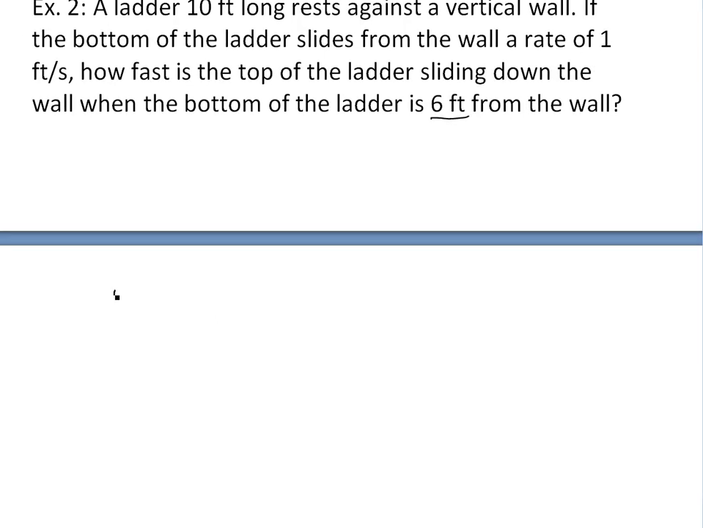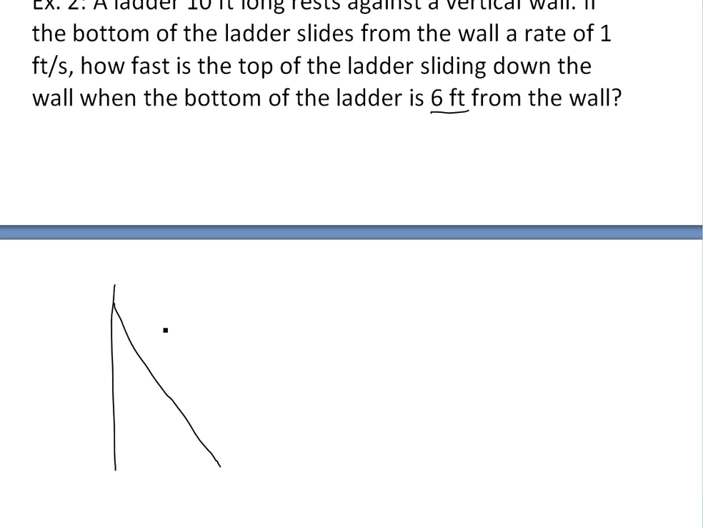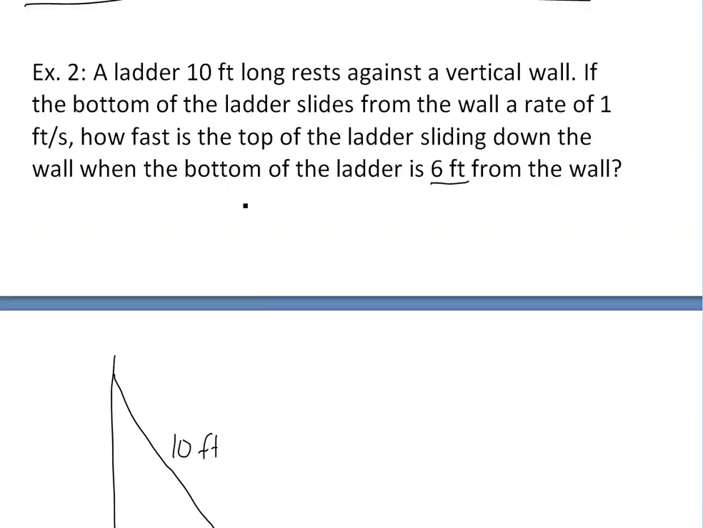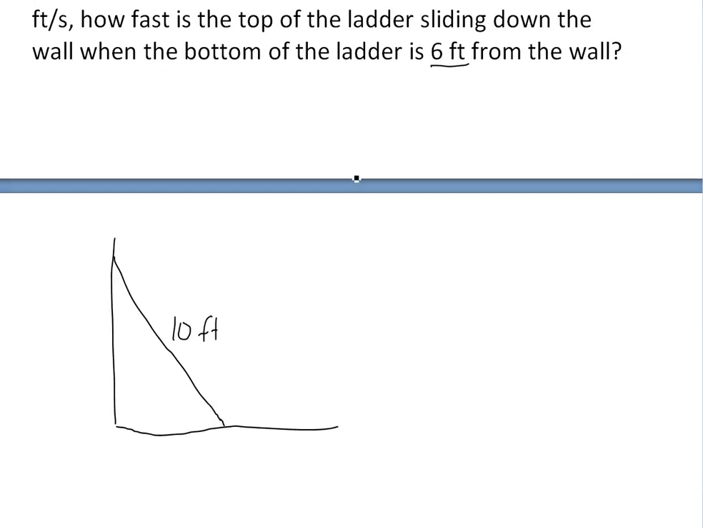Let's just say you have a vertical wall like this, and then you have a ladder resting on it, and it's 10 foot long. So let's go 10 feet. So you have a ladder resting on it like that. It's just the ground, pretend it's straight. Anyways, the bottom of the ladder is sliding away, at a rate of 1 foot per second.